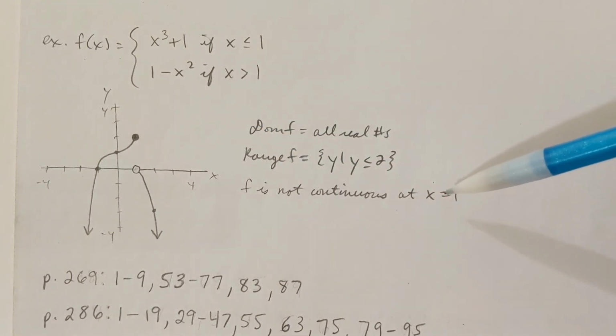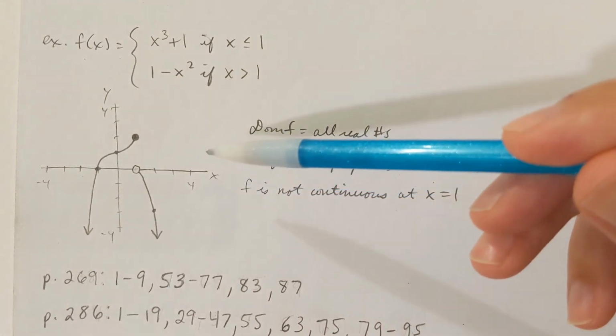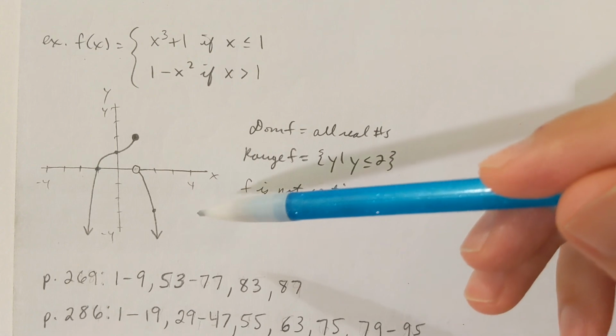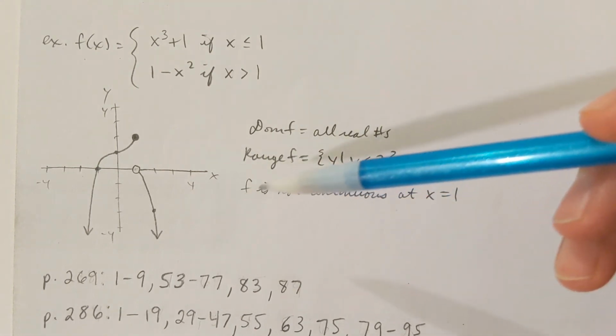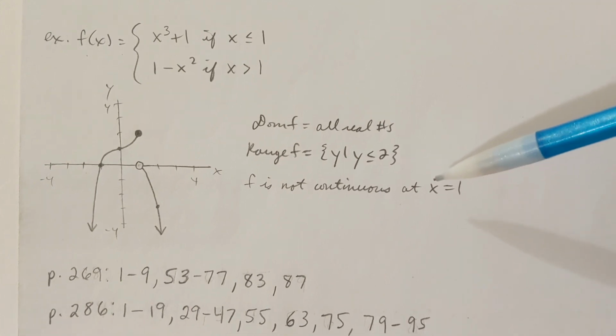F is not continuous at 1. You can see that. In order to draw this graph, I must lift the pencil from the paper. I must do that 1 time. So f is not continuous at 1.